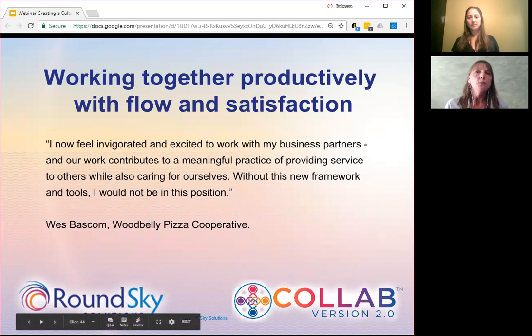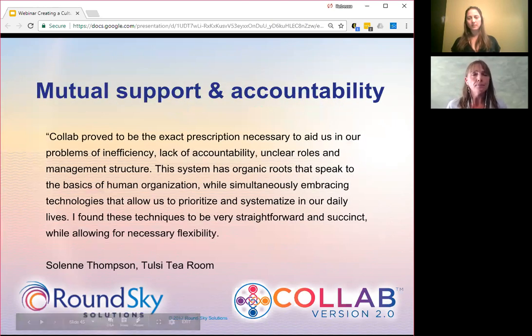Next benefit is mutual support and accountability. Collab proved to be the exact prescription necessary to aid us in our problems of inefficiency, lack of accountability, unclear roles, and management structure. The system has organic roots that speak to the basics of human organization while simultaneously embracing technologies that allow us to prioritize and systematize our daily lives. I found these techniques to be very straightforward and succinct while allowing for necessary flexibility.